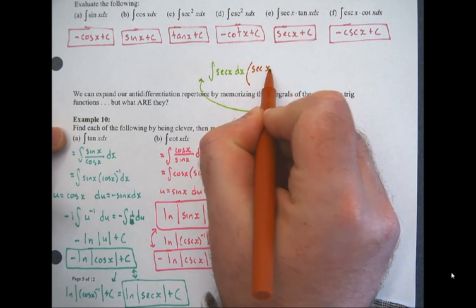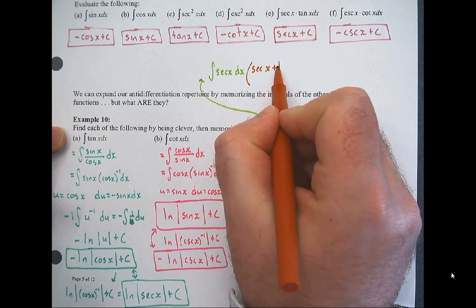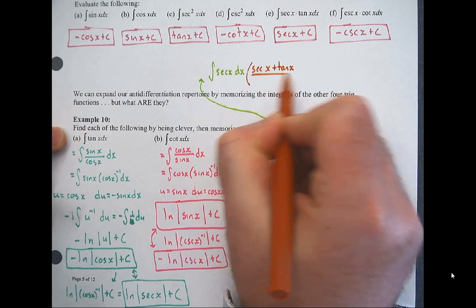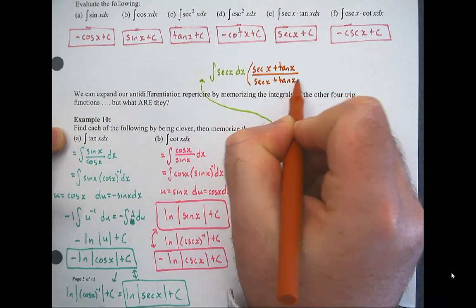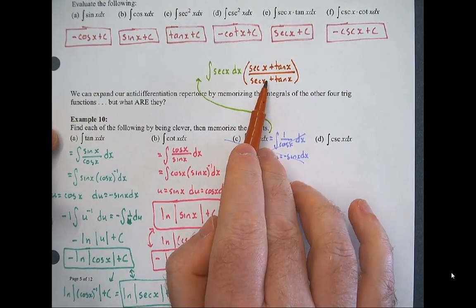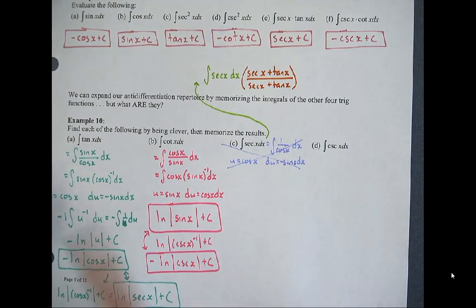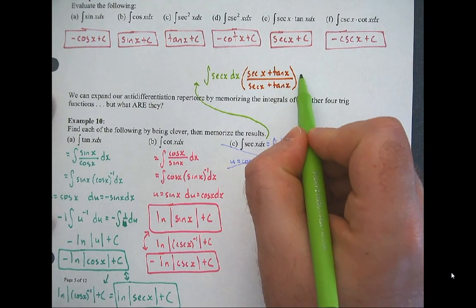Secant of x plus tangent of x over secant of x plus tangent of x. So first of all, what am I really multiplying by? What's this worth? 1, which means it doesn't change the value of anything. But watch what happens when I distribute this.